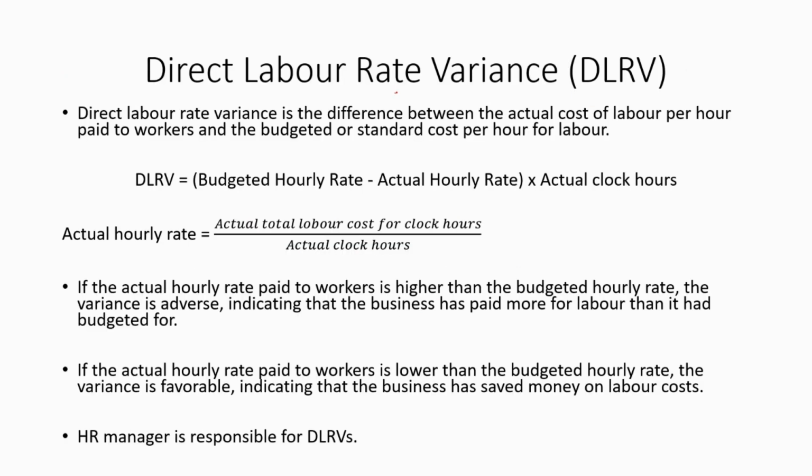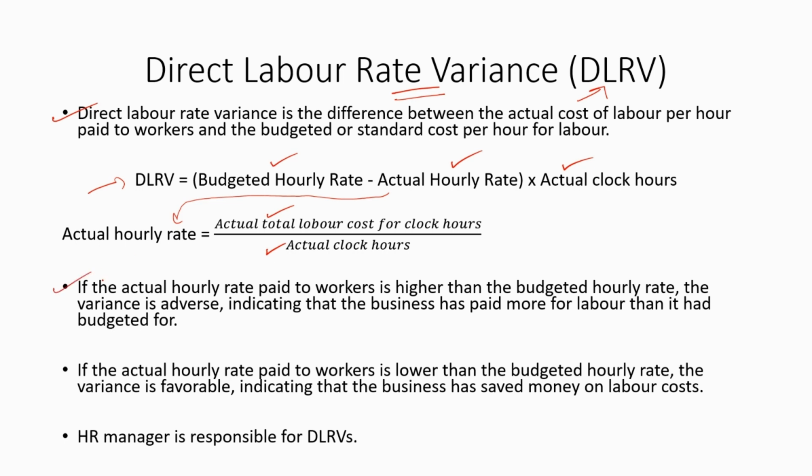Now let's discuss the direct labor rate variance, which is denoted by DLRV. Direct labor rate variance is the difference between the actual cost of labor per hour paid to workers and the budgeted or standard cost per hour for labor. This is the equation we can use to calculate the direct labor rate variance: budgeted hourly rate minus the actual hourly rate, multiplied by the actual clock hours. This is how we can calculate the actual hourly rate: actual hourly rate is equal to actual total labor cost for clock hours divided by actual clock hours.